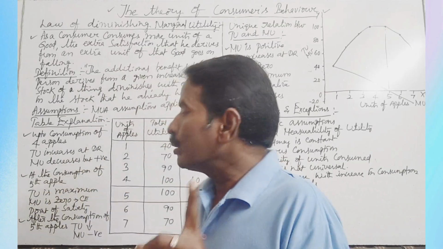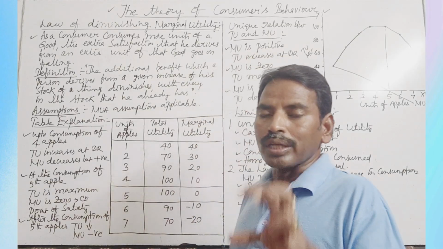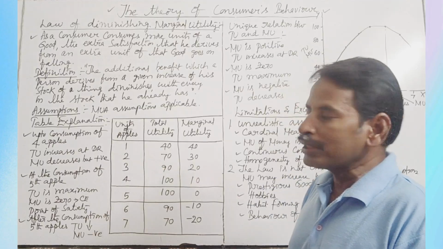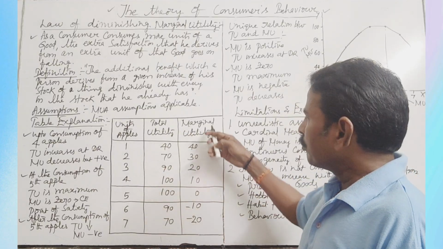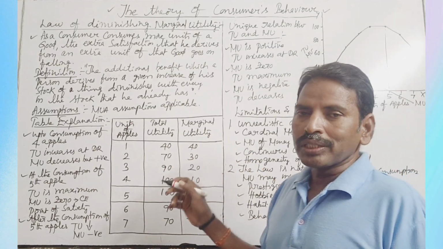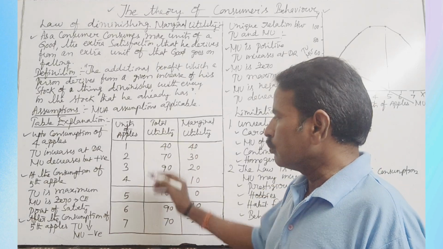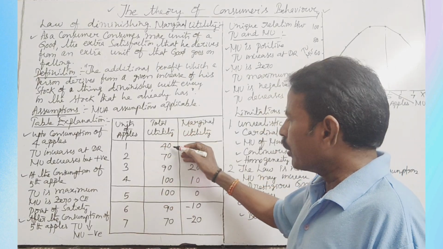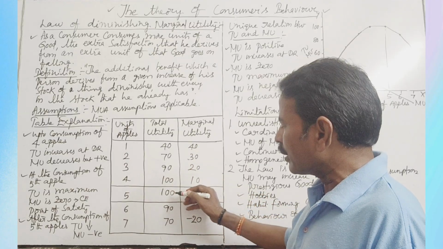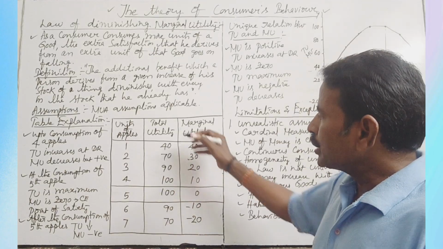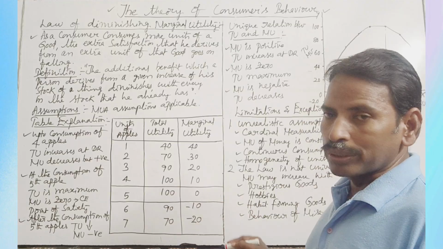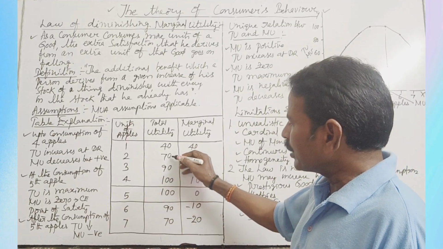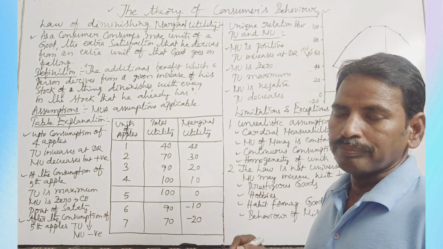Next, table explanation. LDMU can be explained with the help of a table. Units of apples, total utility, marginal utility. Marshall has taken 7 apples: 1, 2, 3, 4, 5, 6, 7. Total utility: 40, 70, 90, 100, 100, 90, 70. Based on that, we can calculate marginal utility: 40, then 70 minus 40 is 30, 90 minus 70 is 20, and so on.